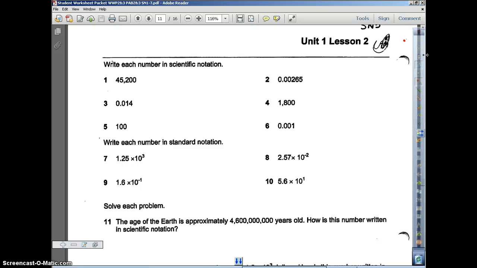This is form number SN5, scientific notation. It says Unit 1, Lesson 2 at the top. All right, this is your homework. I want to work 4 of these problems with you.